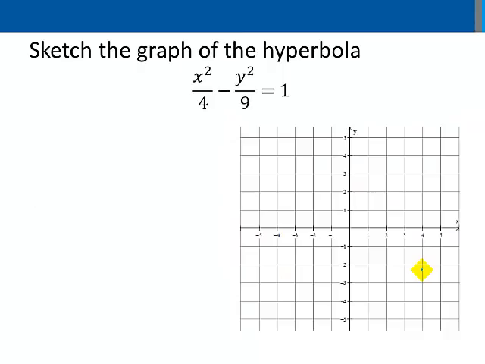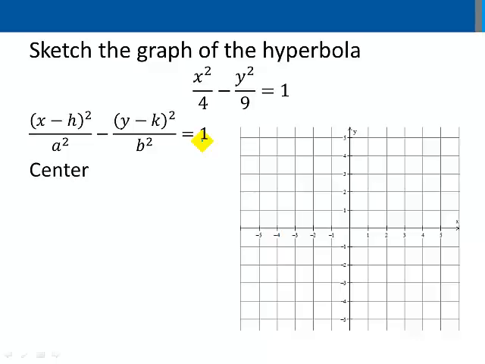Let's sketch the graph of the hyperbola x squared over 4 minus y squared over 9 equals 1. Since we begin with x squared here, we'll use the equation (x minus h) squared over a squared minus (y minus k) squared over b squared equals 1. And let's start by finding the center. To find our center of this hyperbola, x minus h will be equal to x, indicating that h will need to be equal to 0. Y minus k will equal y, indicating that k equals 0, so our center will be (0, 0). I'll go ahead and plot the center.